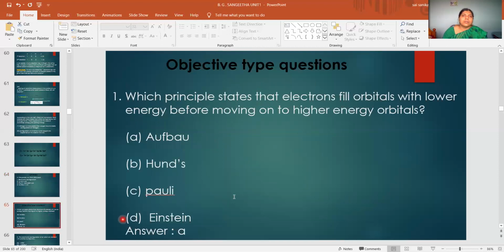Okay, then coming to objective type questions. What type of objective questions will you get in the entrance? Which principle states that electrons fill orbitals with lower energy before moving on to the higher energy orbitals? If you see these two words, lower and higher, they belong to Aufbau. So the answer is A. According to this Aufbau rule only, electrons will enter the lower energy orbital, then move to the higher energy orbital. So the answer is A, Aufbau's rule.